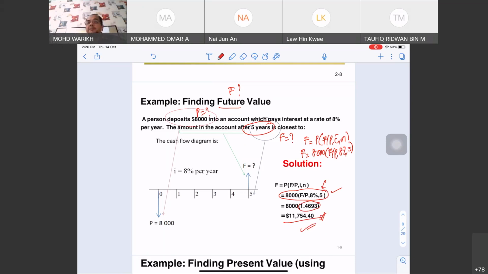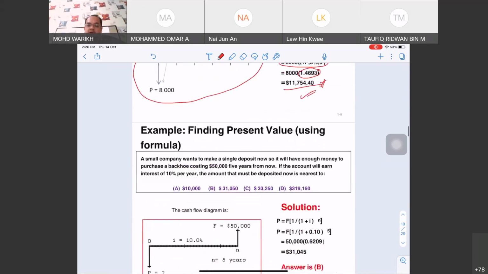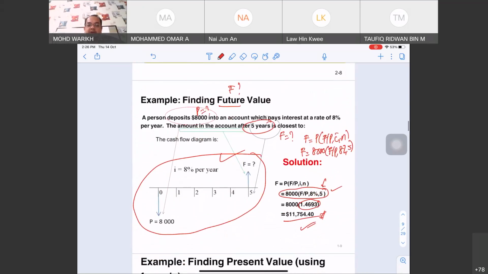Make sure that you draw the cash flow diagram. Is that clear? Yes, Doctor. Good. So the first question is about finding future value.